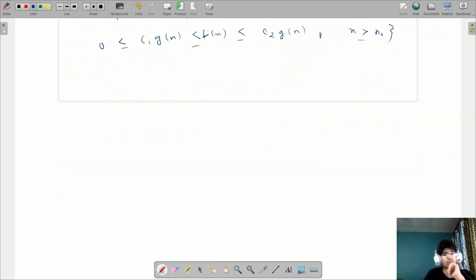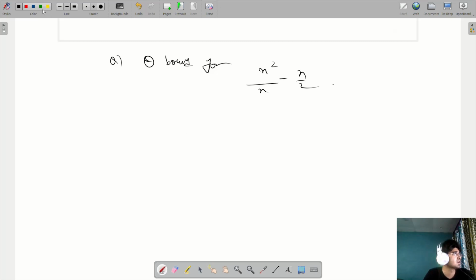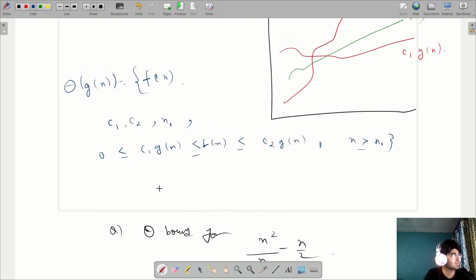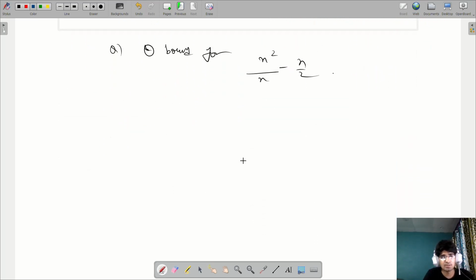Okay, so let's take a question as well for this. Let's say we have a question, for example, finding the theta bound for a random function like n square by 2 minus n by 2, right? If you take this into consideration, how would you solve it? I believe you might have written this down. Just write this down, because we will be solving using this particular equation, right?